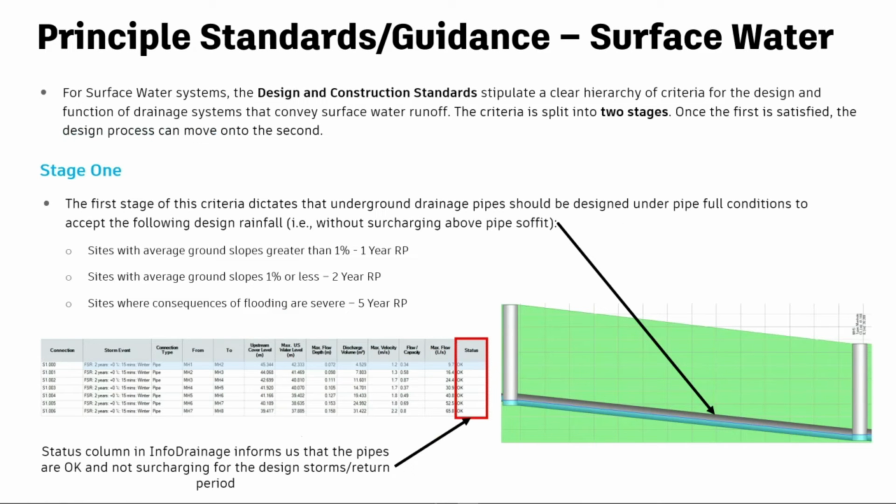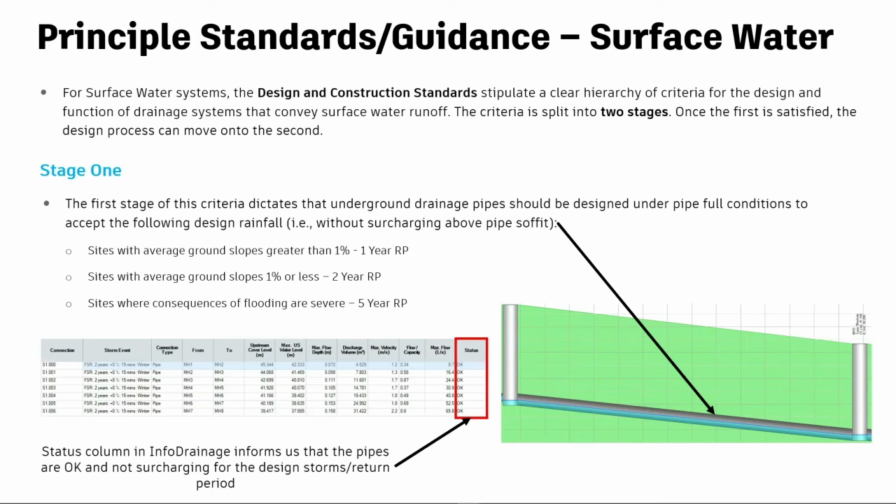Referring back to the key standards and guidance slide, the Design and Construction Guidance document contains a range of standards which engineers should follow when designing drainage. In particular, there is a two-stage process, if you will, that engineers can follow which relates to the design of pipes. The first stage is to design the pipes such that they do not surcharge for a particular return period event. In this case, and dependent on site conditions, this can be either a 1, 2, or 5-year return period.